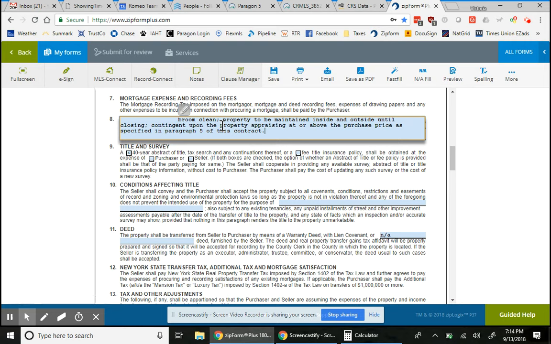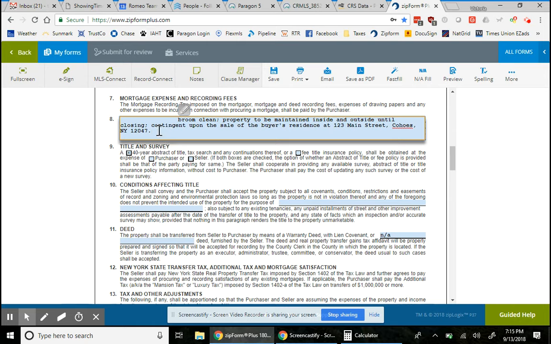Contingent upon. This is where you can put the sale of the buyer's residence at 123 Main Street in Cohoes. Okay. And if it's under contract already, you can say which is already under contract, or you can say which is on the market, or if it's not on the market yet, you just put that in there and hope nobody asks questions. Okay.